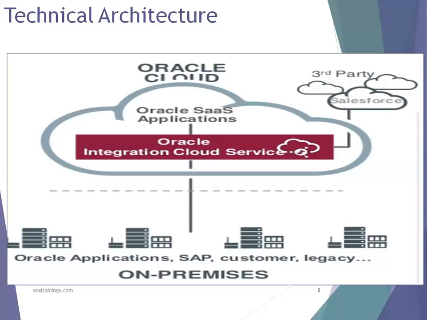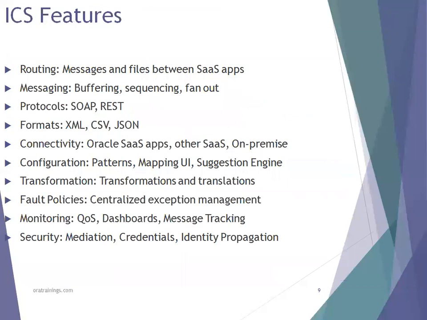The other features of ICS: it provides messaging protocol services, and the major protocols it provides are SOAP and REST. The data formats it generally considers are XML, CSV, and JSON, and it provides connectivity between a larger number of Oracle ERP applications, as well as other major SaaS vendors in the market.